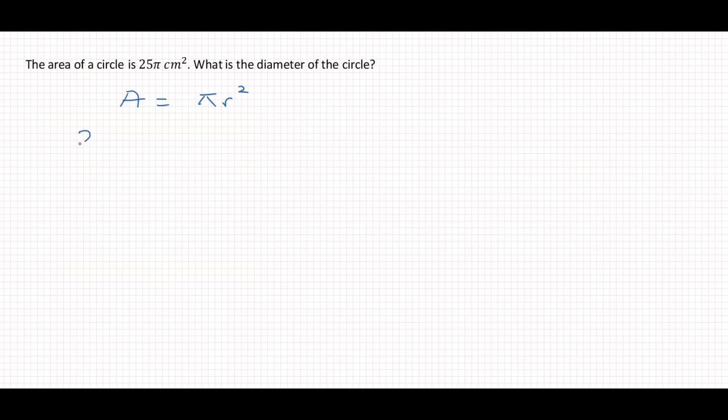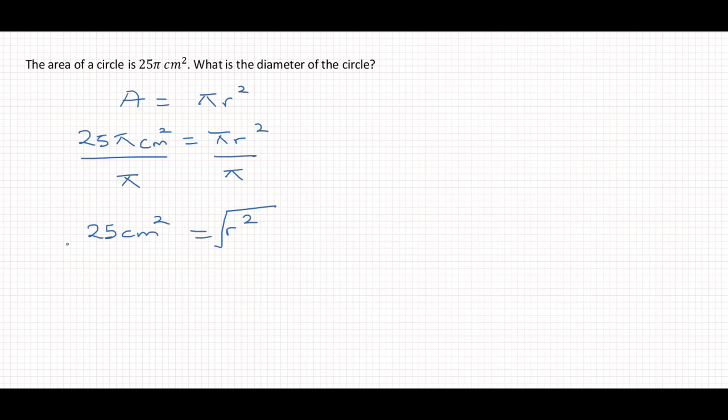So we have 25 pi centimeters squared equal to pi r squared. So we have pi on both sides. I can safely divide both sides by pi. So we have 25 centimeters squared equal to r squared. So now we need to first find the radius. So we take the square root of both sides. So we have r is equal to 5 centimeters. So our radius is 5 centimeters.